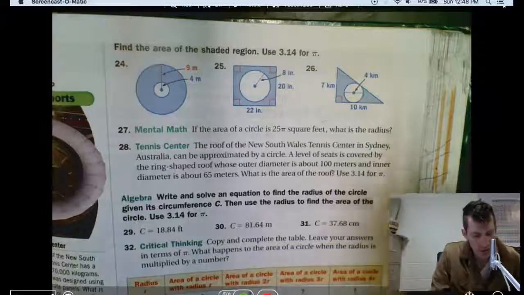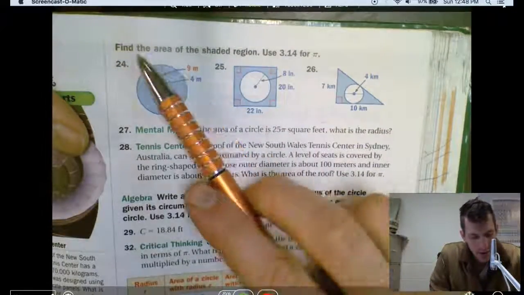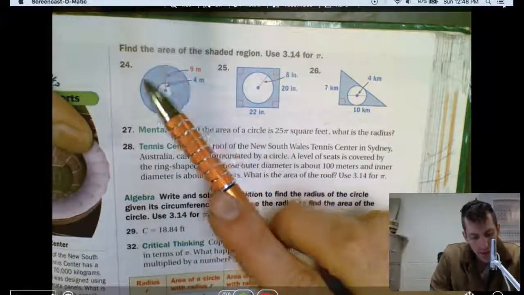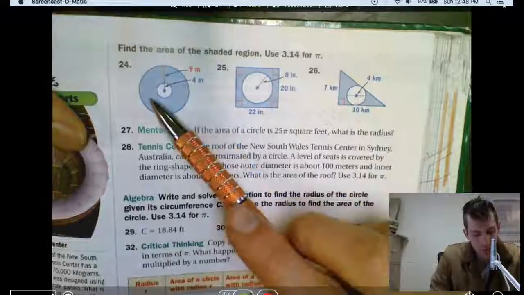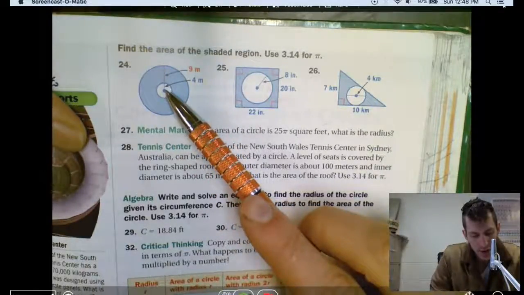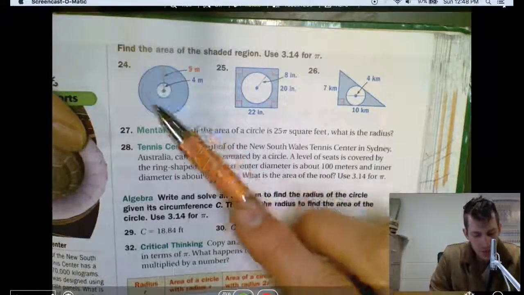And as I was closing this, I noticed a couple cool problems here. For this one, find the area of the shaded region. You need to find the area of the whole big circle and the area of the little white circle, and then subtract the area of the little white circle from the area of the whole big circle. That will give you the blue region.